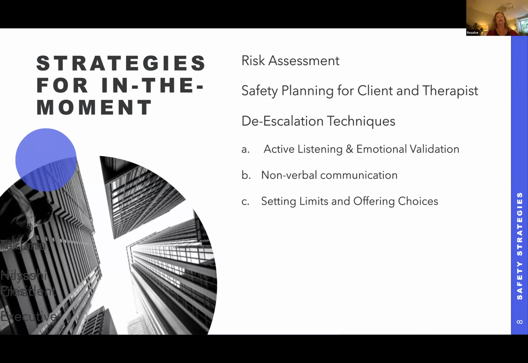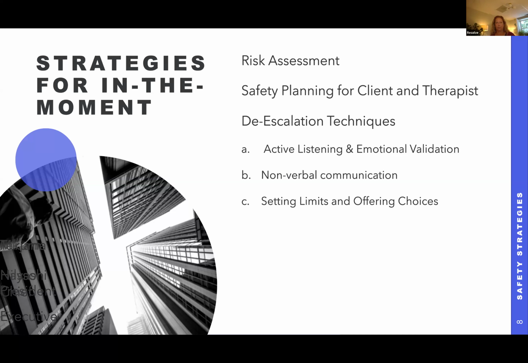There are a lot out there, and it is on us to have those assessments, to know how to use them, to have them accessible, to be ready at a moment's notice, to be able to use those to say, oh, we're at this level, I need to do this next, which goes into safety planning. So knowing your risk assessments.